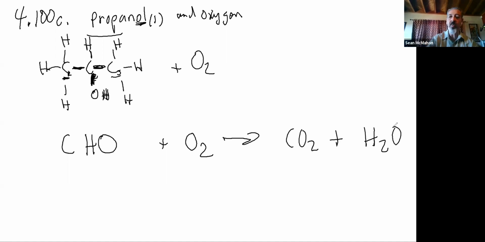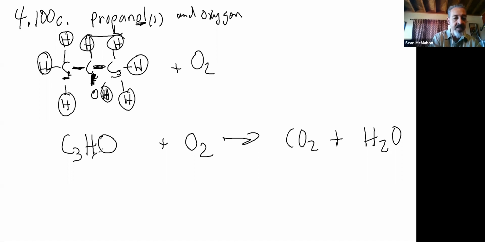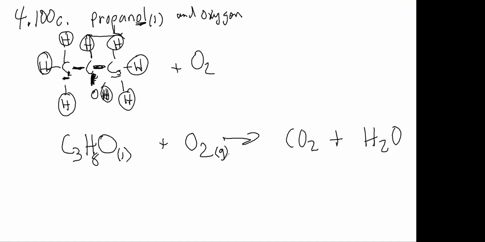Now, to balance this correctly, though, we need to get the right formula. So this is a C3. How many hydrogens? 1, 2, 3, 4, 5, 6, 7, 8, and 1 oxygen. Now we have to have the right states of matter. You said this was liquid, right? Like rubbing alcohol. How do we find oxygen in nature? A gas. Our product, CO2, how do you find CO2 in nature?